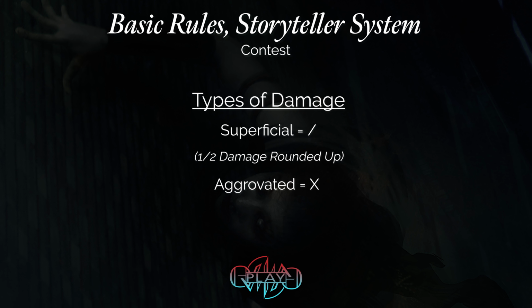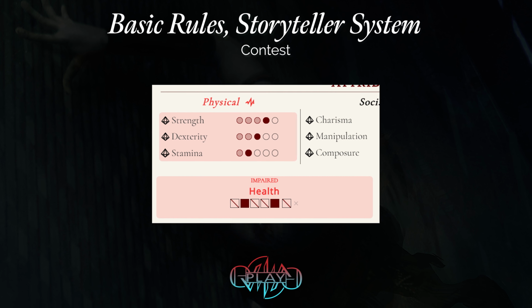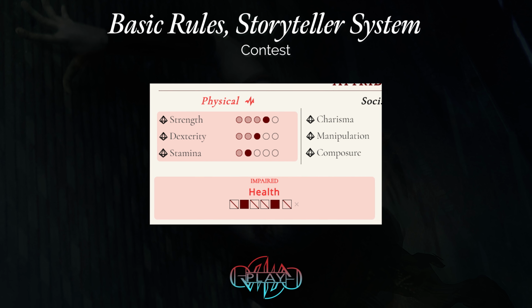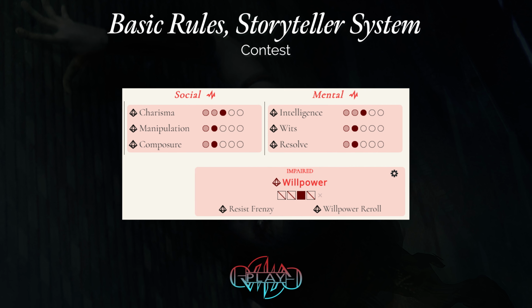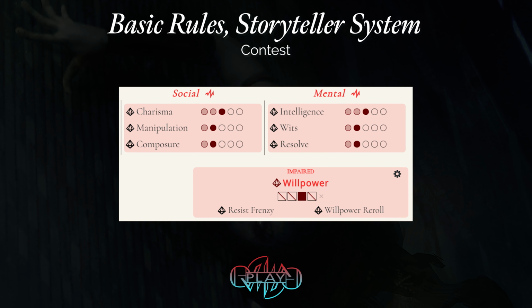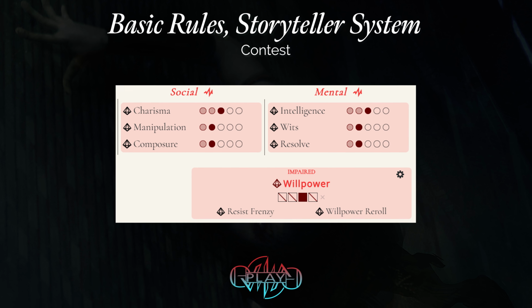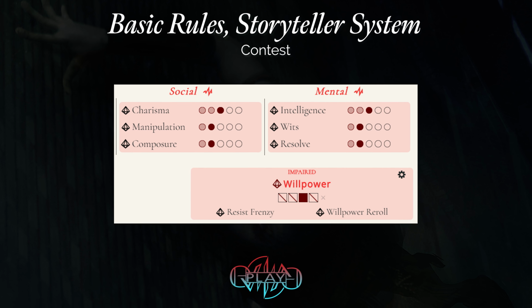You track the type of damage taken by taking half of any superficial damage, round it up, and mark a slash on the character sheet in health or willpower. You take full aggravated damage and mark it with an X. If you fill your tracker, you become impaired and lose 2 die from dice pools. Health affects physical, while willpower affects social and mental. SPCs may become incapacitated. Further damage while impaired results in superficial damage becoming aggravated, changing slashes to X's.